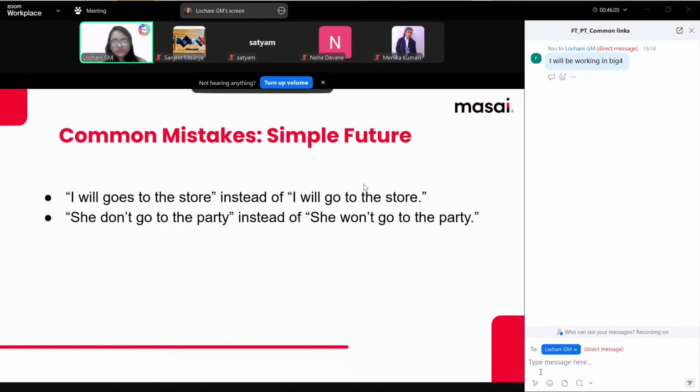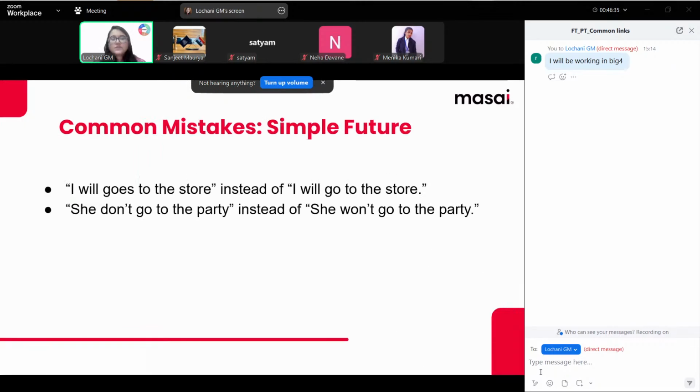Okay. So a lot of people in the future tense, they use the word don't. She don't go to the party tomorrow, right? He don't complete the assignment tomorrow, which is not right. You will say, she won't go to the party tomorrow. Won't is nothing but the short form of will not. Okay. So you will simply say, she will not go to the party tomorrow, or she won't go to the party tomorrow. Okay. So that is the common mistake to avoid in the simple future tense.